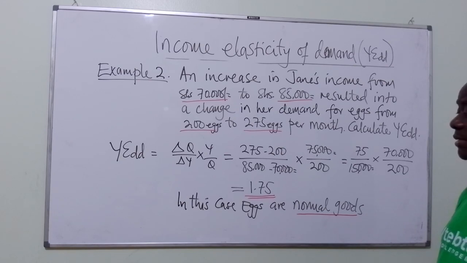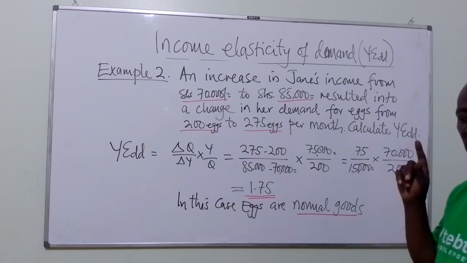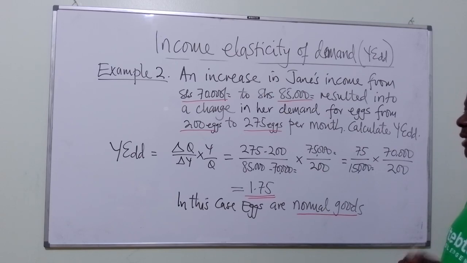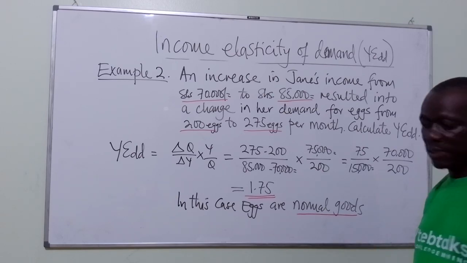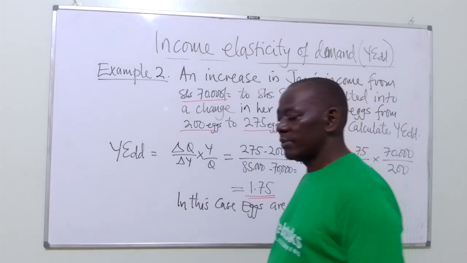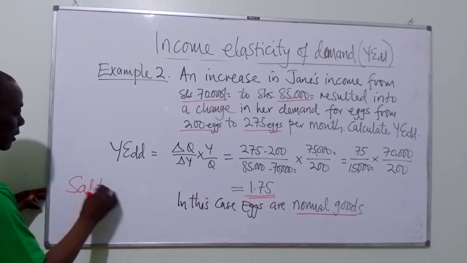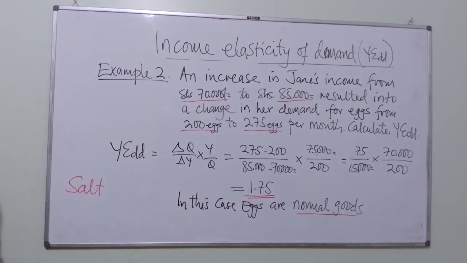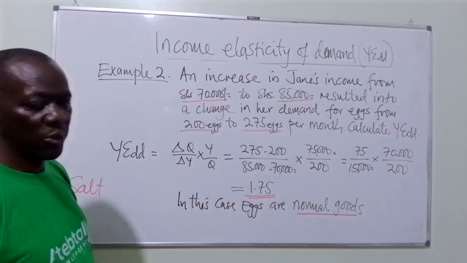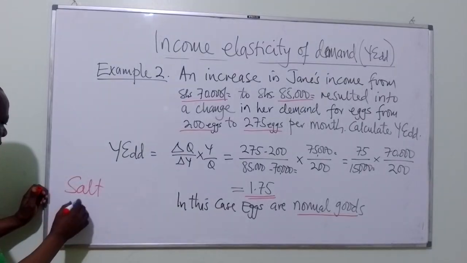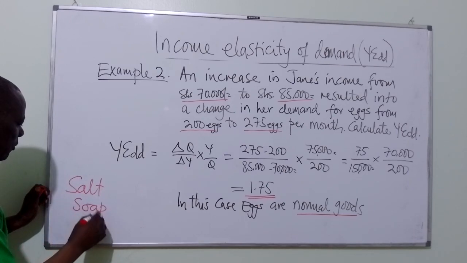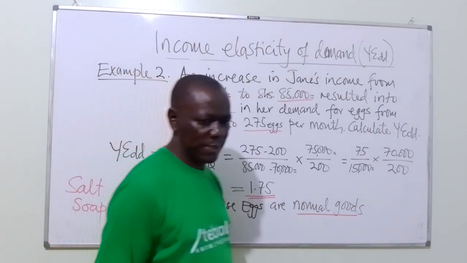Something that we are not going to calculate is a necessity. What are necessities? Necessities are commodities you cannot do without. Their demand does not usually depend on the level of income. And we talked about it when we were looking at the factors determining demand. The necessities that we normally have include, for example, salt. Salt is a necessity. You are not going to take more salt because your income has increased. You are not going to use extra soap because your income has increased.